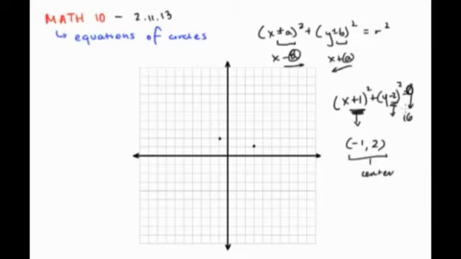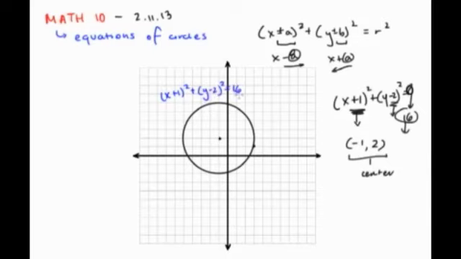And our radius is going to be just the square root of 16, right? Because 16 equals r squared, and solve for r. So we know that the radius is 4. So if we draw our circle, that is the graph of the equation I just gave you: x plus 1 squared plus y minus 2 squared equals 16.